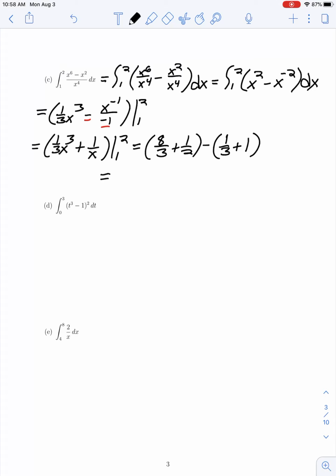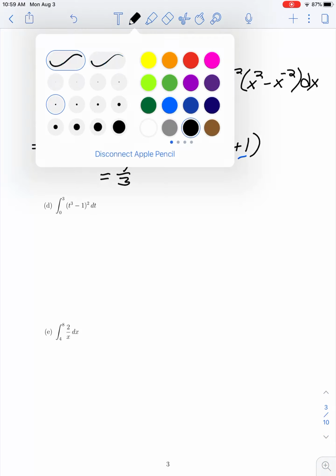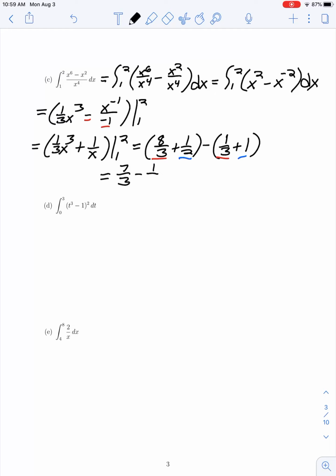So let's see what we're left with. We had 8/3 minus 1/3, which would be 7/3. And then we had a positive 1/2, and we were subtracting 1. So 1/2 minus 1 gives us negative 1/2. And then getting a common denominator, we're left with 11 over 6.